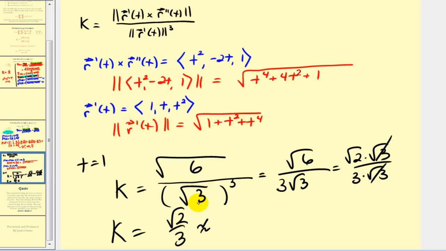And it's probably good to get a decimal approximation for that. It's approximately 0.47.